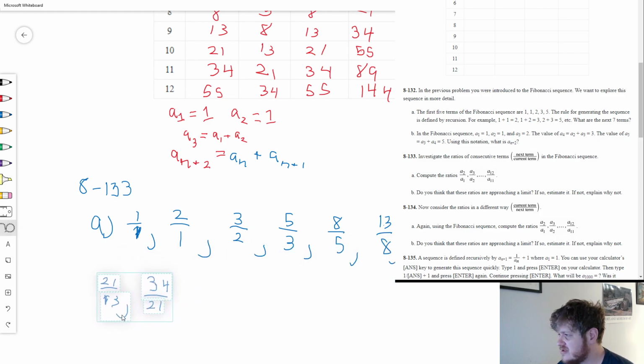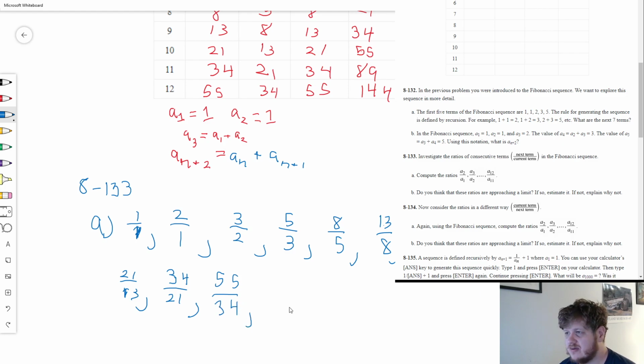So let's move these two so we have them down here. 34 over 21, and then the next set would be 55 over 34, and then 89 over 55, and finally 144 over 89.